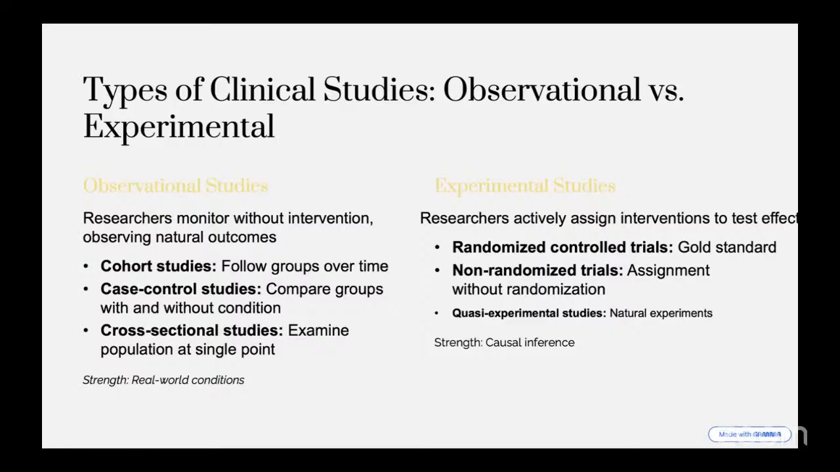For cohort study, we follow a group over time. In case-control, we compare groups with and without disease. And for cross-sectional studies, we examine a population at a single point. Randomized controlled trials are the gold standard, and non-randomized trials are assessment without randomization.